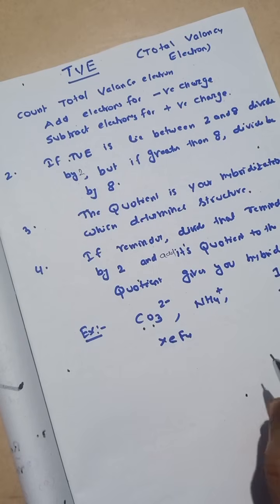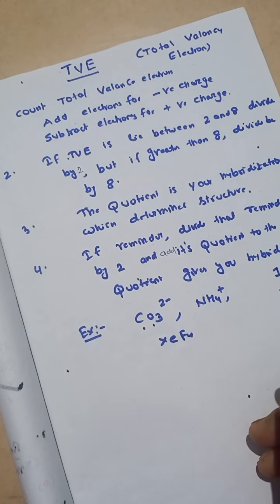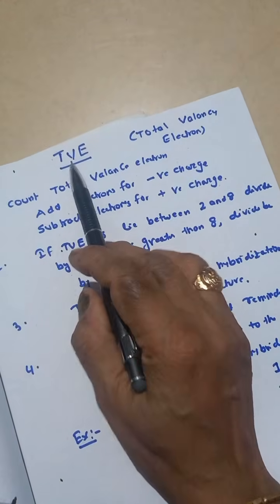TVE is the trick to decide the hybridization. If you learn this trick once, then you need not remember all the old and tedious tricks to remember hybridization. So what is this trick? TVE means total valence electrons.